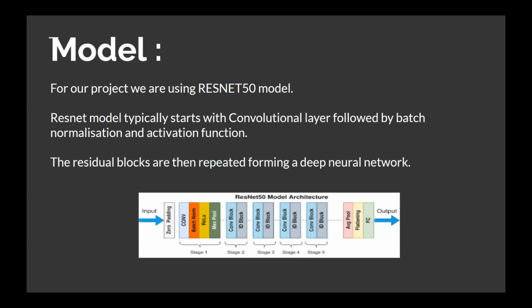Talking about our model, for our project we are using the ResNet 50 model, which is one of the most popular image processing models, based on convolutional neural network theory. Here is an example of the ResNet 50 architecture where we have 5 stages, and each stage has one convolution layer, one batch normalization layer, followed by an activation function. Stacking this up, we create an entire ResNet model. This model is very efficient because it has a lot of parameters and it gives better accuracy compared to other ones.